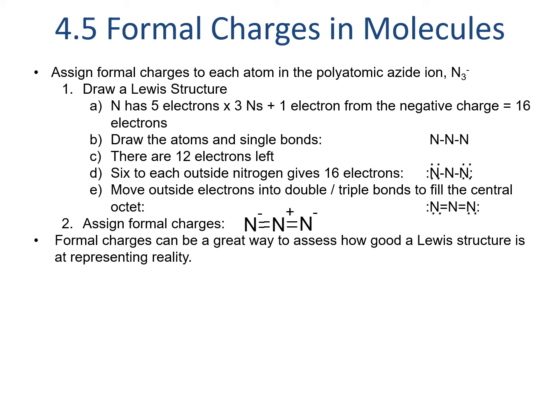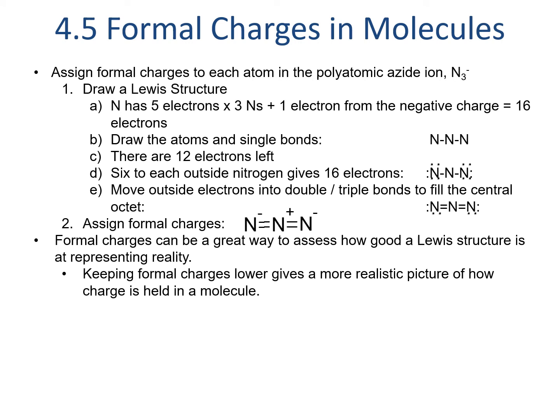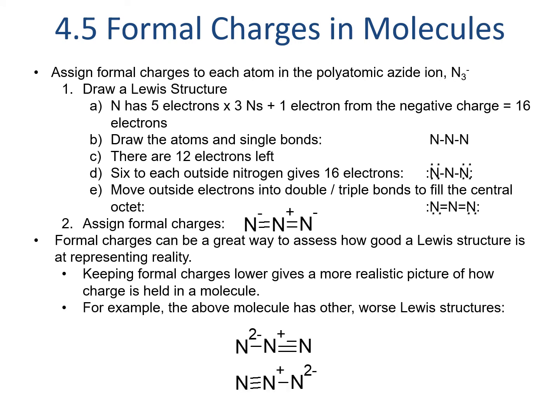Formal charges really can be a great way to assess how good a Lewis structure is at representing reality. Generally, the things that represent reality the best are the things that have the lowest overall formal charges. So compare this azide molecule to these other 2 Lewis structures that we could have drawn for the azide molecule. Both of those structures have the same number of total electrons, but they have a much higher formal charge on one of the nitrogens. And so while each of those structures will contribute some of the character of the molecule, they're less accurate at representing what's really happening in the structure.